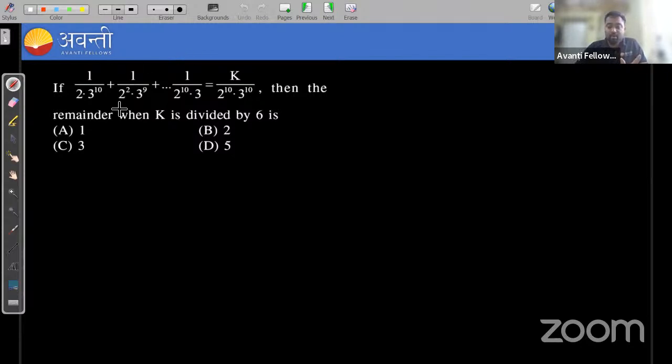This is the question: 1 upon 2 into 3 to the power 10 plus 1 upon 2 square into 3 to the power 9, up to 1 upon 2 to the power 10 into 3, is equal to k upon 2 to the power 10 into 3 to the power 10. Then you need to find the remainder when k is divided by 6. First, you need to find the value of k. Then, after finding the value of k, you need to divide k by 6, and write the remainder you get. Okay, so let's do that.